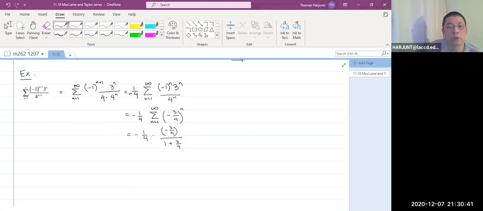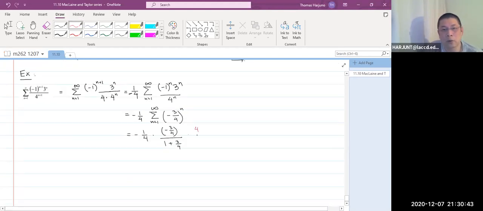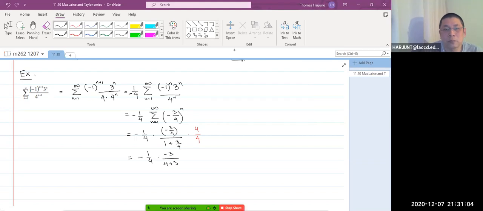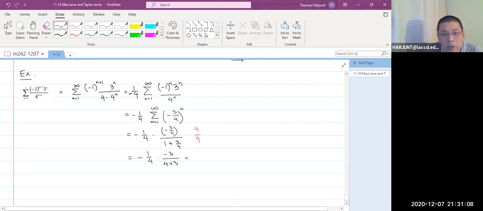Okay, so let me multiply the top and the bottom by 4 here, so I get negative 1/4 times negative 3 over 4 plus 3. Am I making a mistake? Or what we learned previously? Basically things put together right now. So we will get positive 3 over 28.